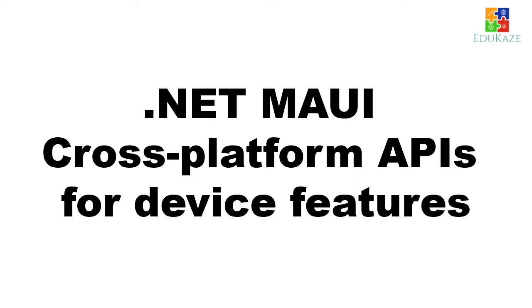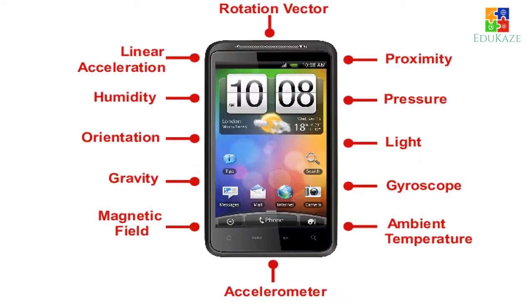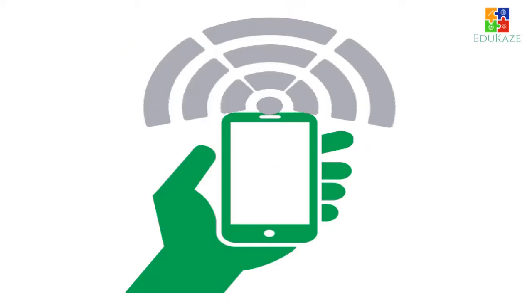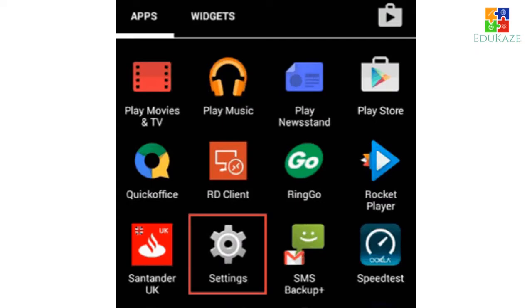Cross-platform APIs for device features. .NET MAUI provides cross-platform APIs for native device features. Examples of functionality provided by .NET MAUI for accessing device features include: access to sensors, such as the accelerometer, compass, and gyroscope, on devices. Ability to check the device's network connectivity state, and detect changes. Provide information about the device the app is running on.